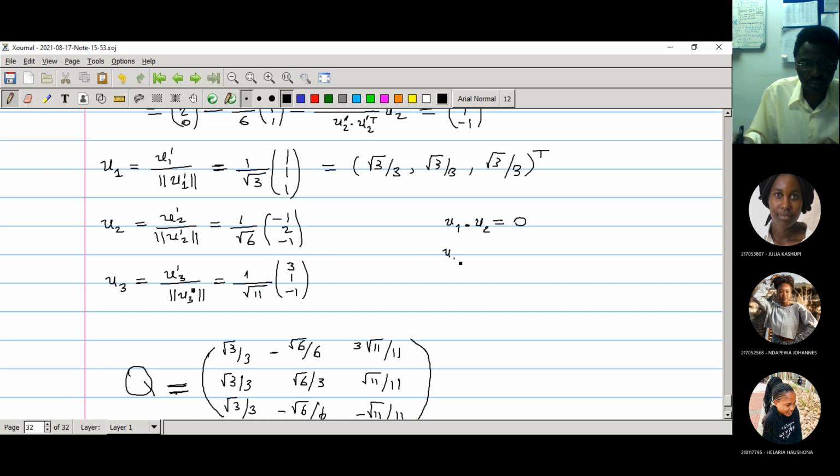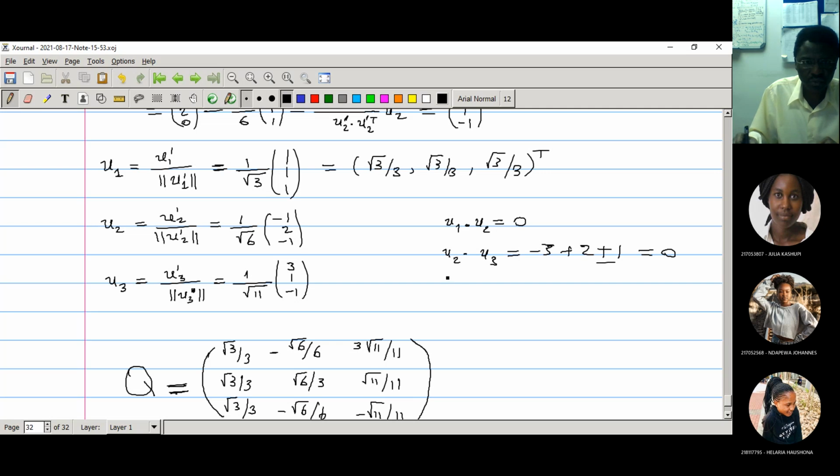U2 dot product with U3. I don't take the factors, I just multiply the ints. So this will be negative 1 times 3, that's negative 3, plus 2 times 1 is 2. Finally, negative 1 times negative 1, that's plus 1. So you can see that this is 3 minus 3, 0.